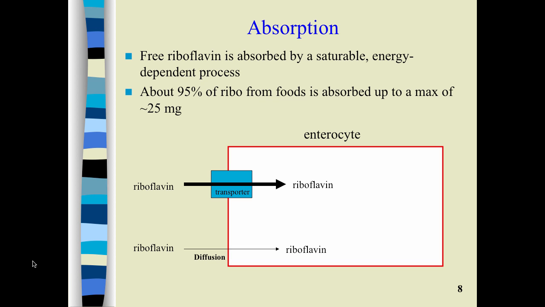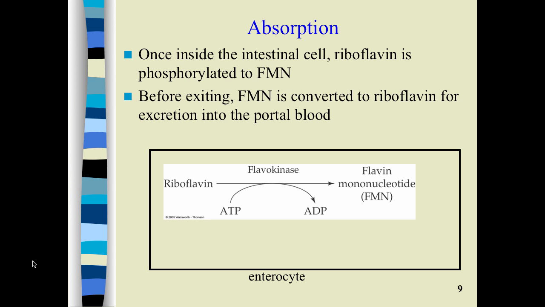Now, once the riboflavin goes inside the enterocytes, and other cells for that matter, it can be converted to coenzyme forms. The first enzyme involved in this process is called flavokinase. It converts riboflavin to FMN. It uses a phosphate from ATP. And that's it. Then you have FMN. FMN can function as a coenzyme, or it can be converted to FAD.